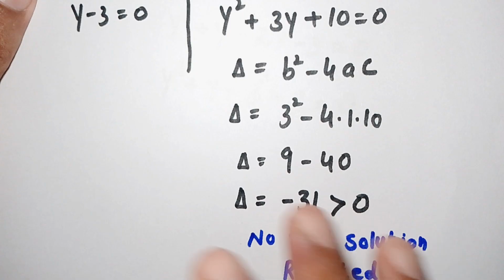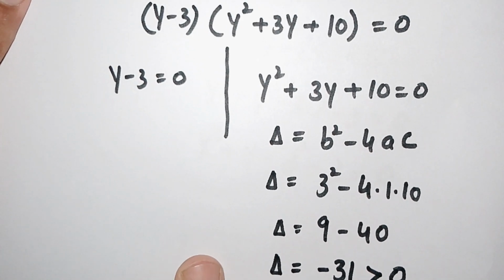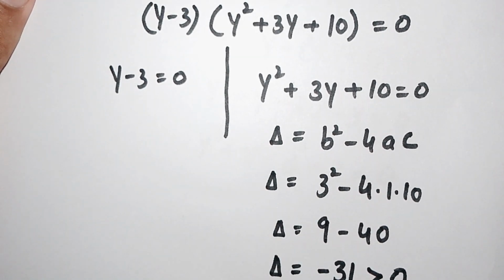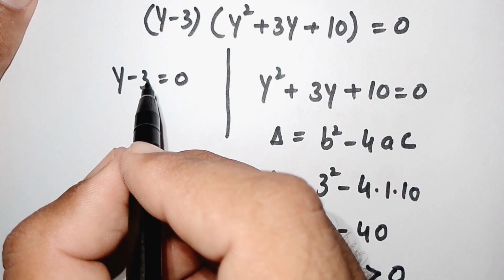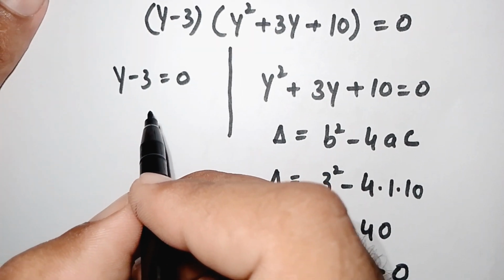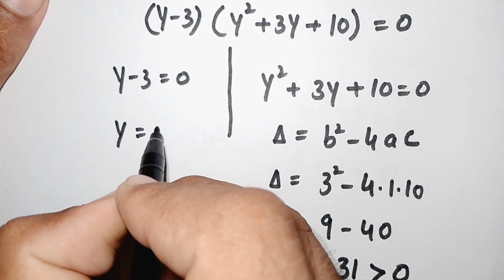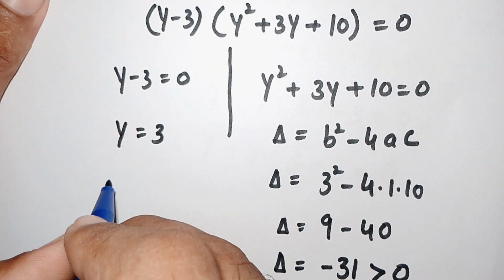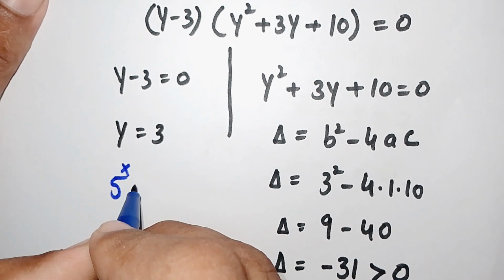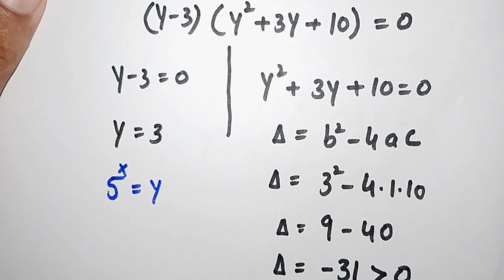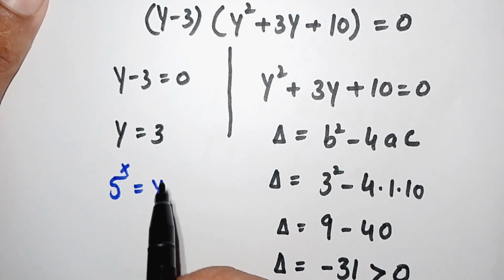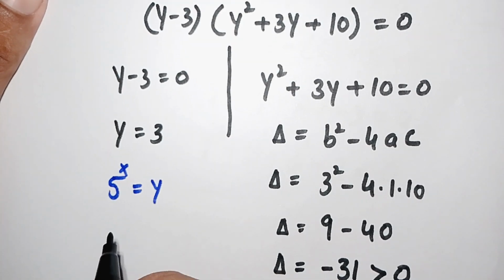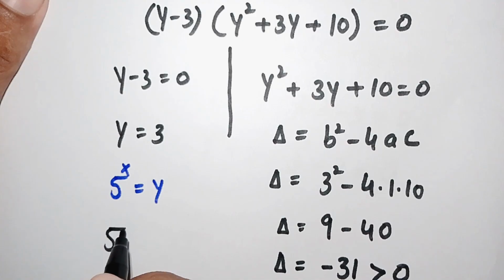Now we have to solve this case number first, which is y minus 3 is equal to 0. So here we have to move this 3 to the right side, so this will become y is equal to 3. Now remember, we also know that 5 to the power of x is equal to y. Now here we have to put 3 in place of y, so this will become 5 to the power of x is equal to 3.